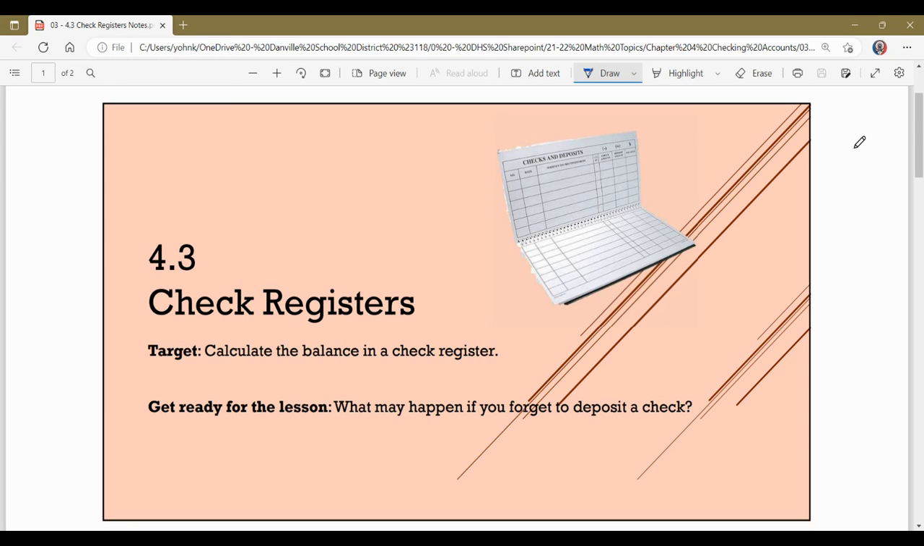Hey kids, welcome to section 4.3, check registers. Today we're going to learn how to balance a check register.